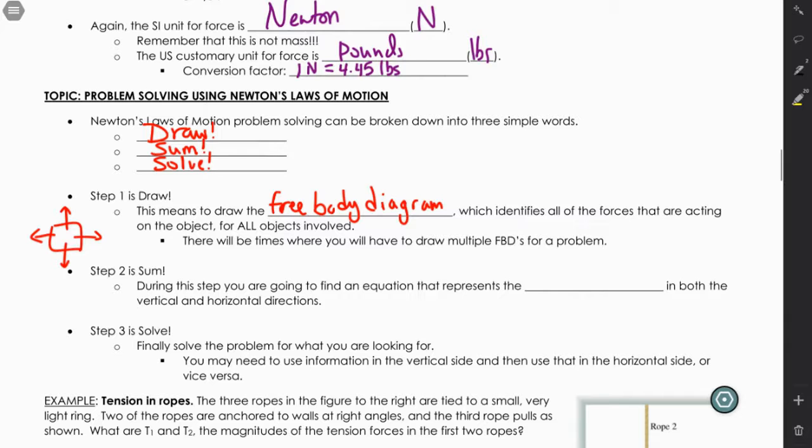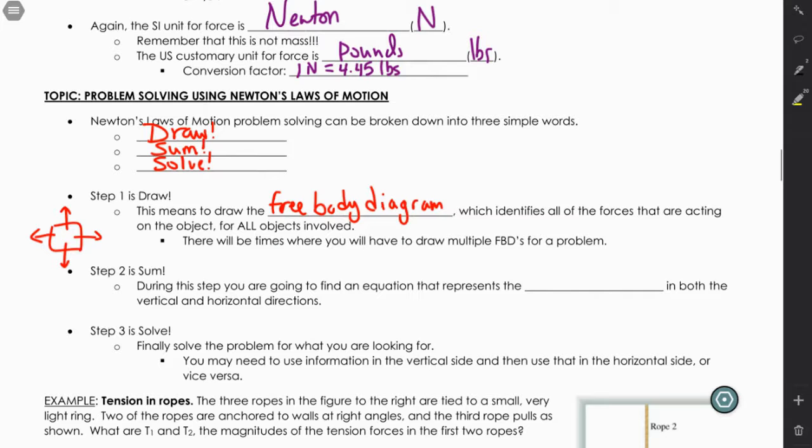So if it says draw a free body diagram of a car, a box suffices for that car. You don't have to draw the physical picture. This box is representative of a car, a crate sitting on a floor, an elephant, okay? Now, the second step is to sum.